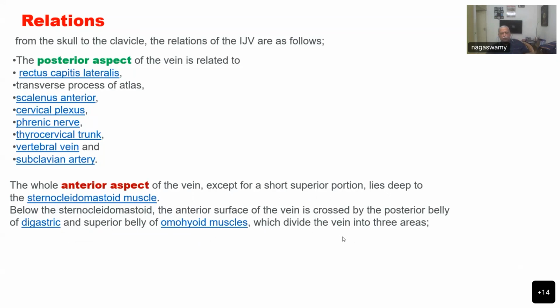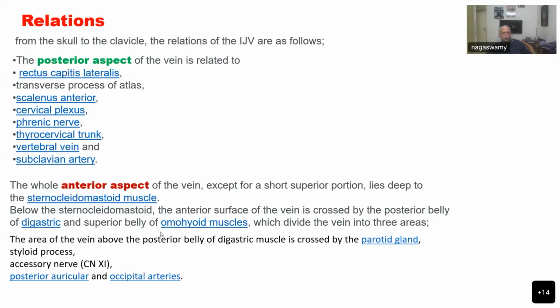The course of the vein is divided into three areas. The area above the posterior belly of digastric muscle is crossed by the parotid gland, styloid process, accessory nerve, that is the 11th cranial nerve, and the posterior auricular and occipital arteries. So many structures are there in the first part of that division, the rough division made by the digastric muscle.